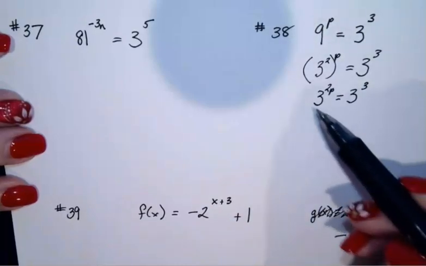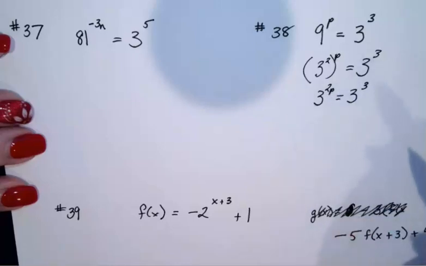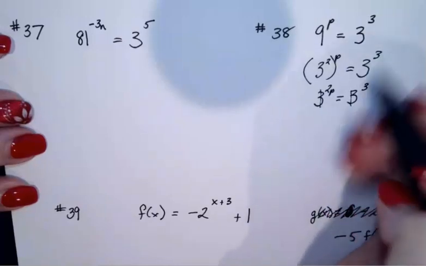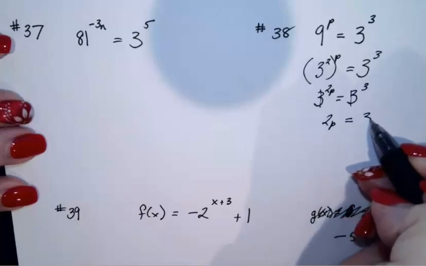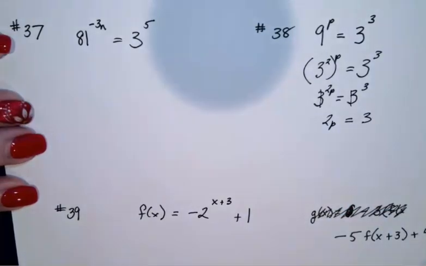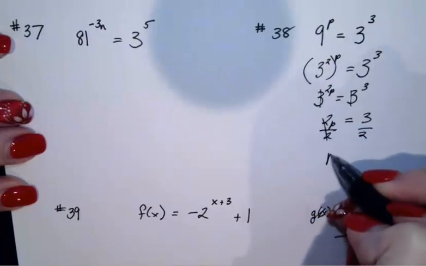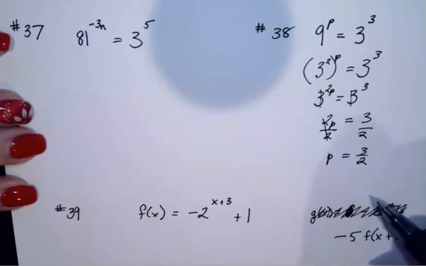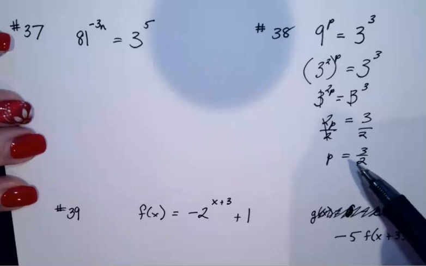Now if you think about it, 3 to the something equals 3 to the something. The two somethings have to equal each other. So you could really kind of just get rid of the 3's and say 2p has to be the same as 3. They have to equal each other. So now I would just divide both sides by 2, and p is equal to 3 over 2. That's what they're looking for. Now I also could do it just with logarithms, but I think this is what they're looking for, so I'm going over it with you.